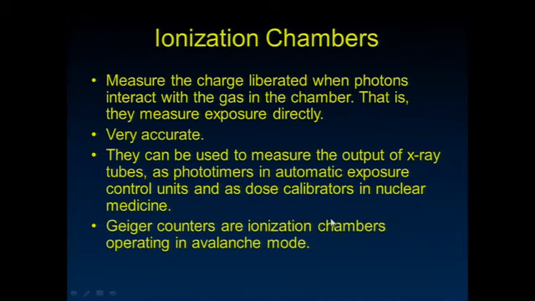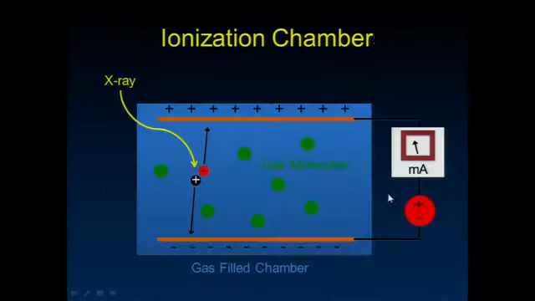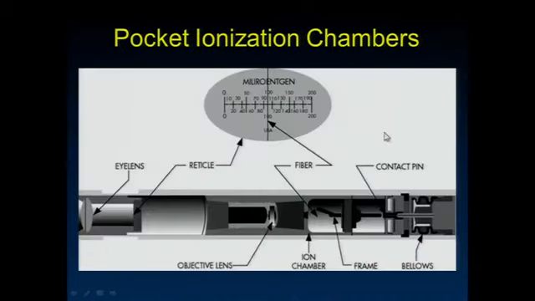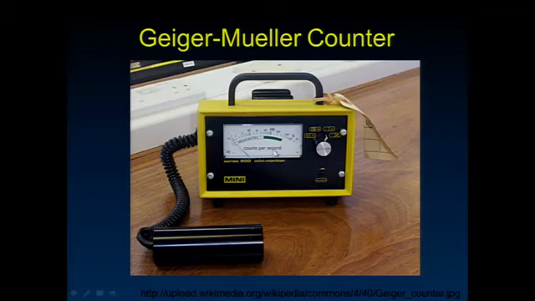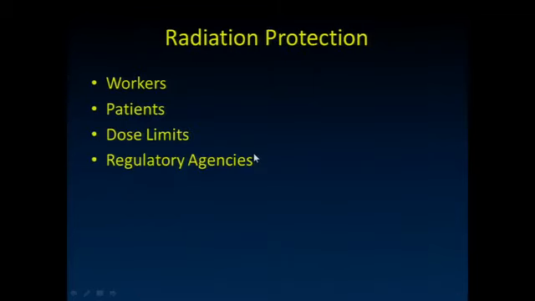And Geiger counters are just ionization chambers that are operating in avalanche mode, so that the voltage we put across those plates here is much higher, so that if any one of these events occur, we get this avalanche of electrons flowing across that surface. Here's a small little pocket ionization chamber. You just look down through the eyepiece and you measure the amount of radiation. There's a Geiger counter right there.